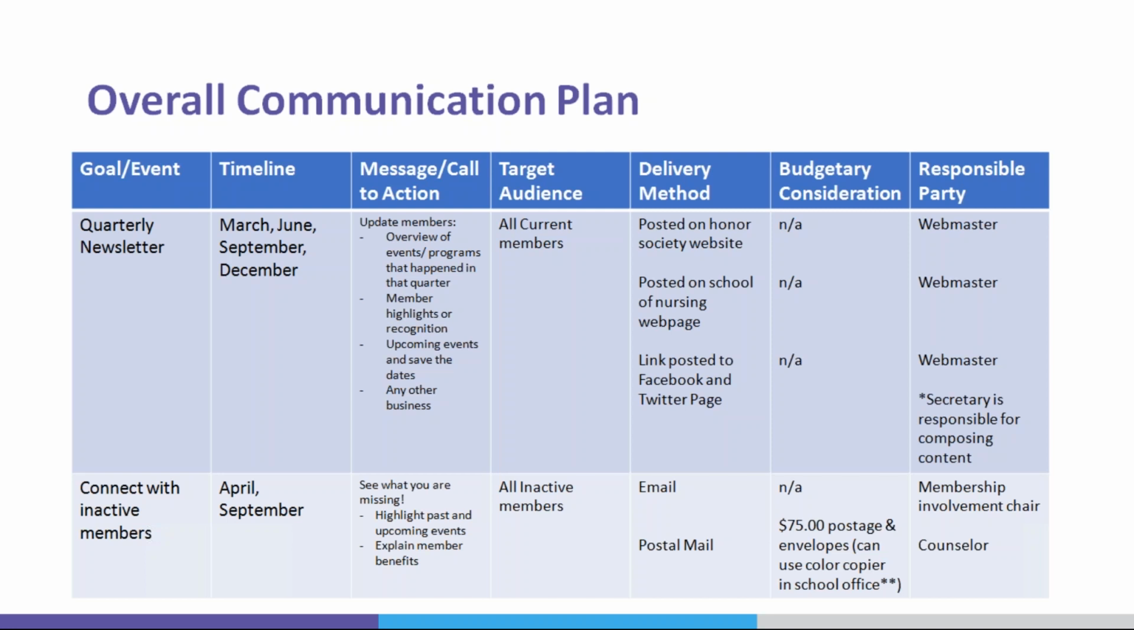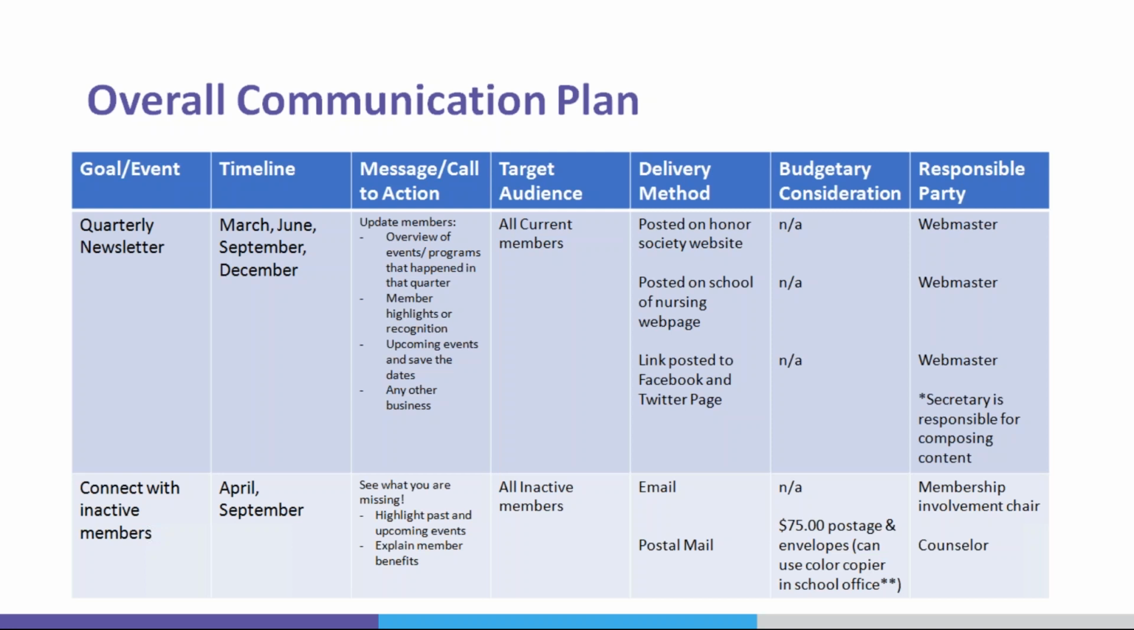In the example you see here of an overall communication plan, the first task includes sending a quarterly newsletter in March, June, September, and December. The message or call to action is to update members on events or programs that will occur in the upcoming quarter, member highlights or recognitions, upcoming events and save the date announcements, and any other business to be included. The target audience is all current members.